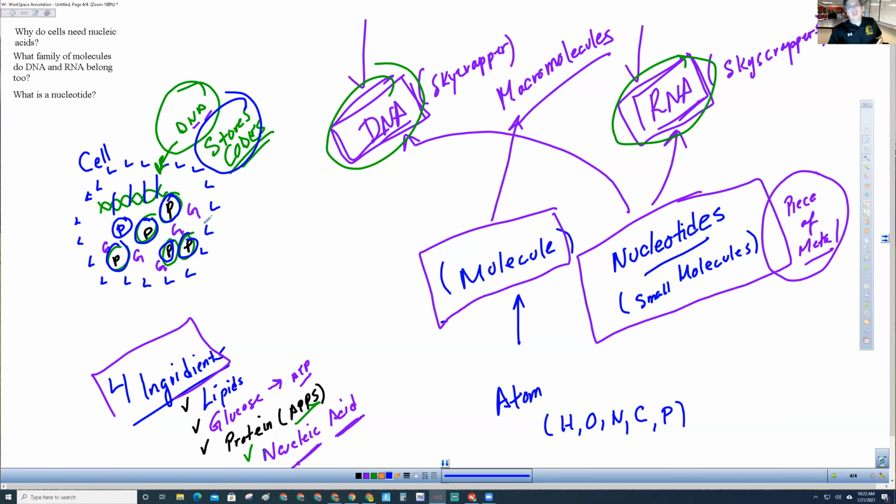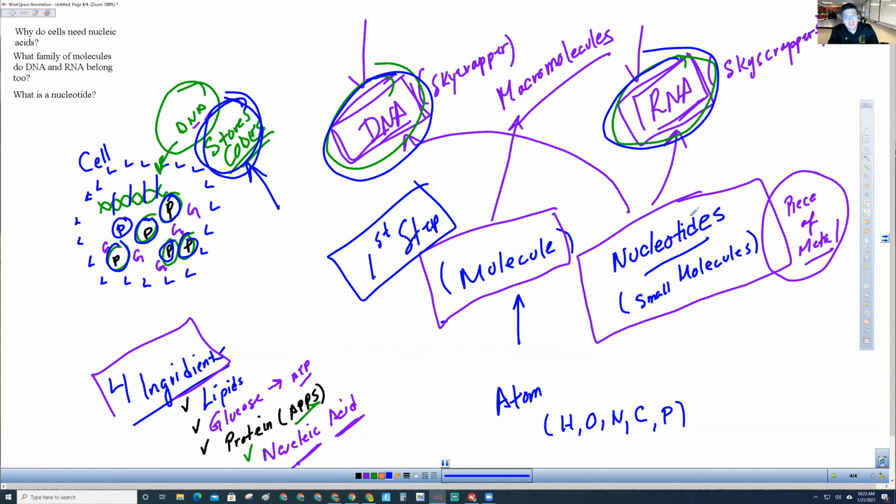So now that we understand the big picture, why nucleotides are so important, why nucleic acids are so important, because they store the codes. Now we need to understand these guys even further so we can understand how they store codes. And so now the first step is understanding the nucleotide. So what does the nucleotide look like?